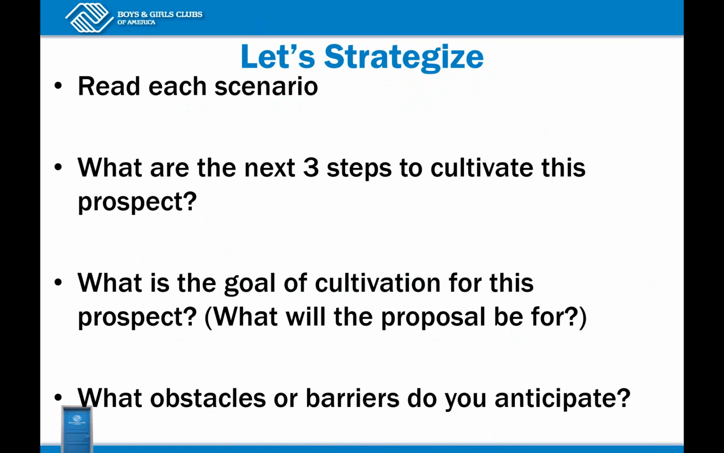I have 3 different scenarios, sort of cultivation scenarios, and I'd like to spend some time thinking about how we will cultivate this person. So what we'll do is read each scenario. We'll ask you for steps to cultivate this prospect. If this were your prospect, what would you do? And we'll gather at least 3 steps for each prospect. And then what would the goal of cultivation be for this prospect? What will the proposal be for, if we're going to do a proposal? And what obstacles or barriers do you anticipate? So I'll talk you through each of these and ask for responses as we go through these.